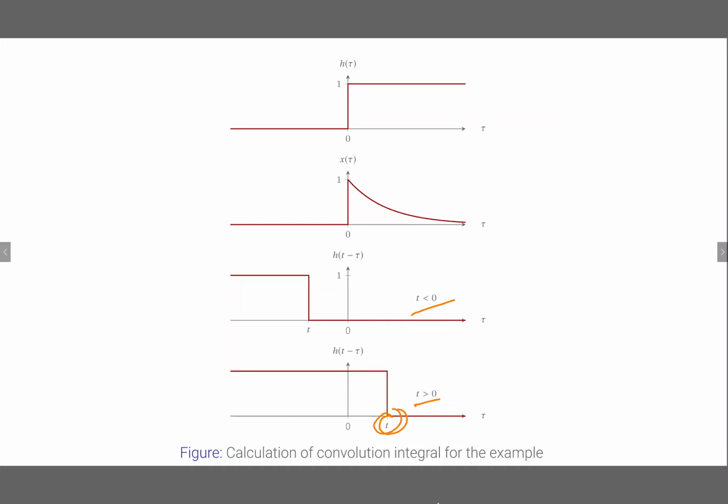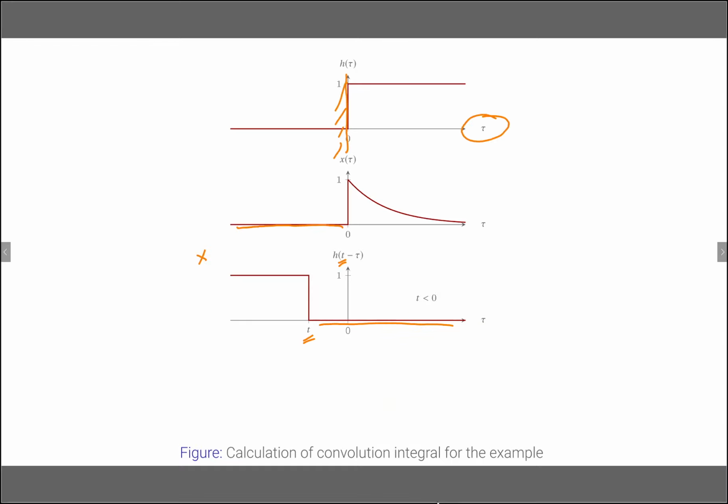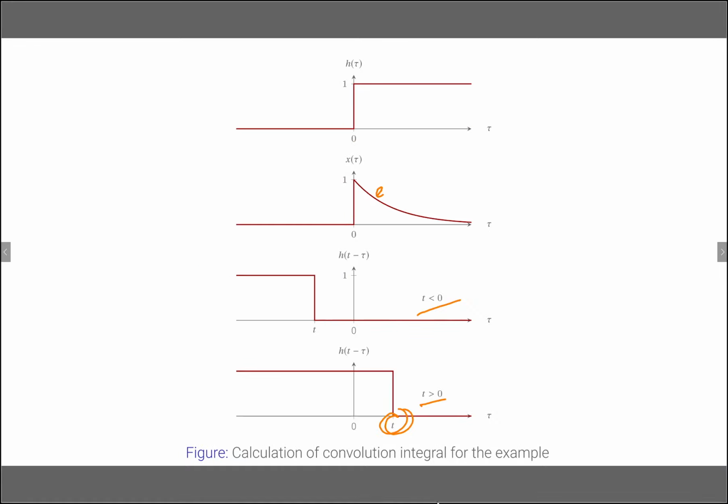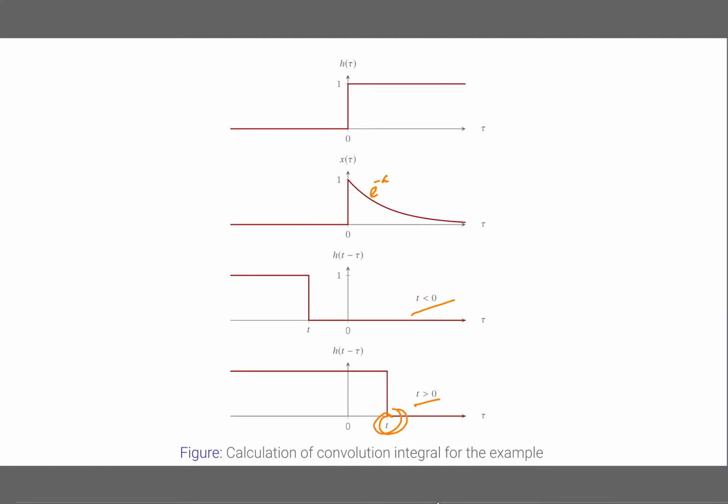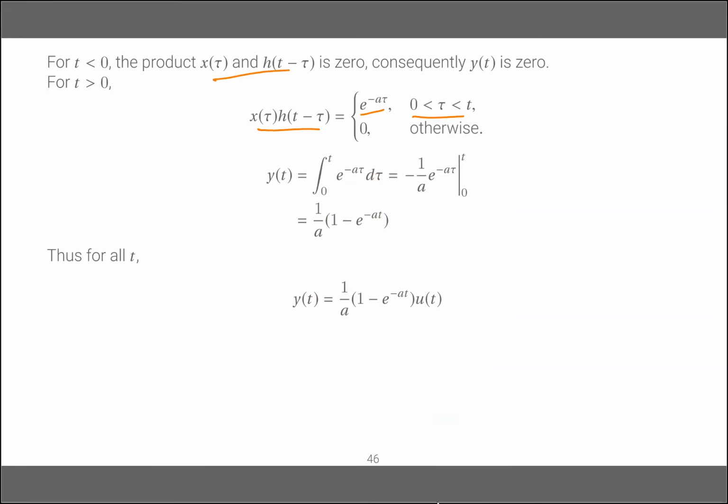All right. So this is that exponential decay that we see, e to the power of minus a tau. That gets multiplied with that during this time interval.